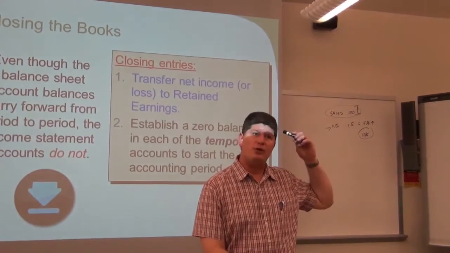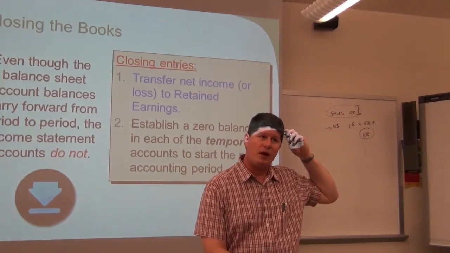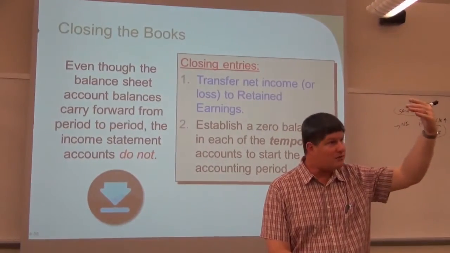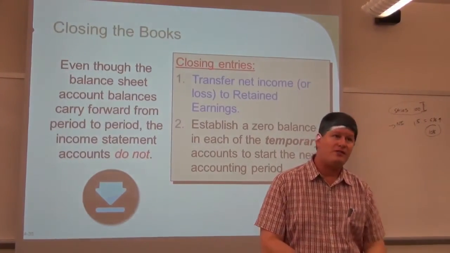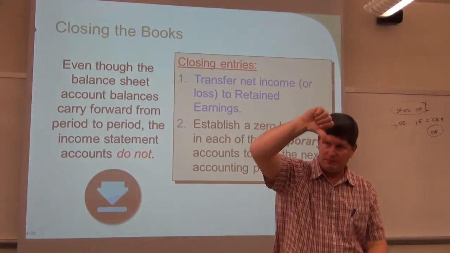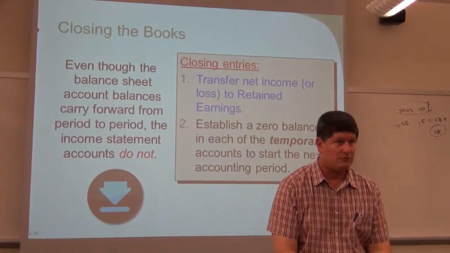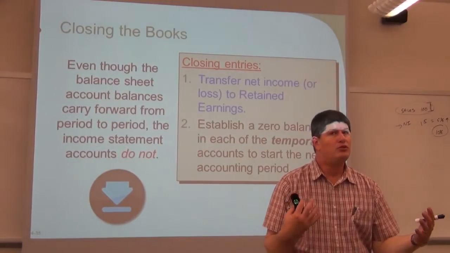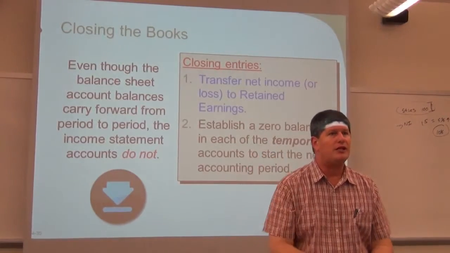Remember when we started? There was that fourth box up here, closing the month, and I said revenue minus expenses is net income. Positive net income increases retained earnings. Negative net income decreases retained earnings. Good? So how do we do that in our double entry accounting system?